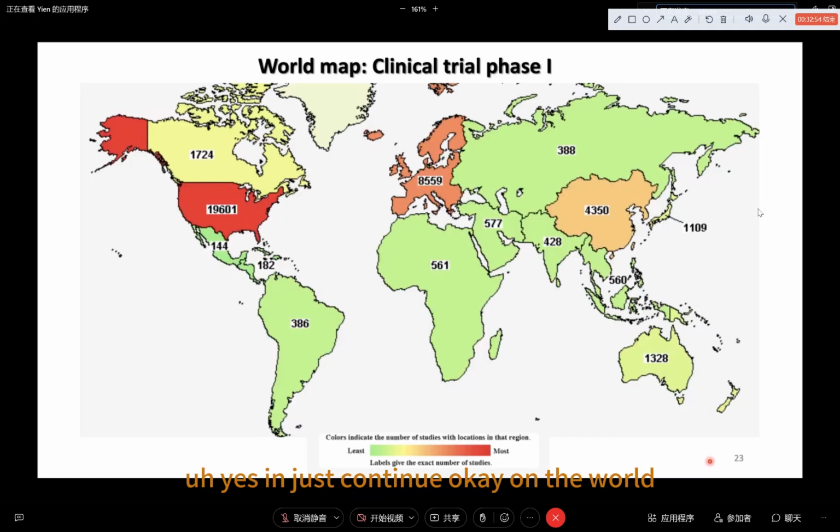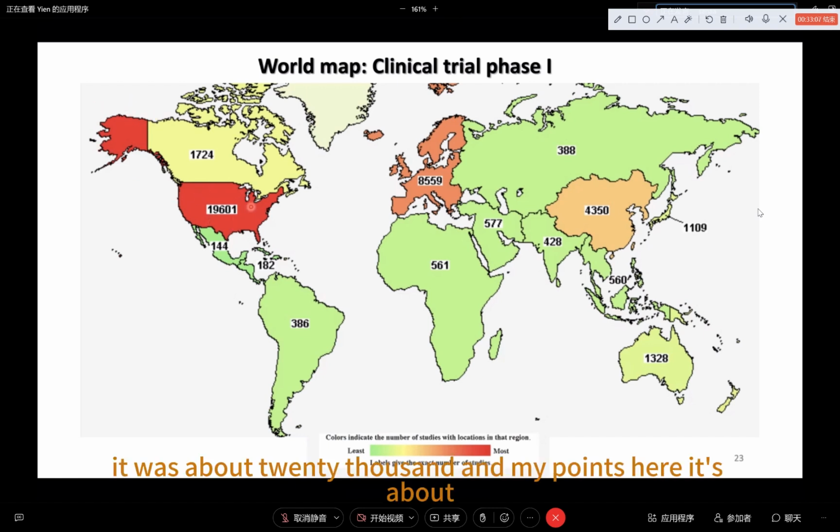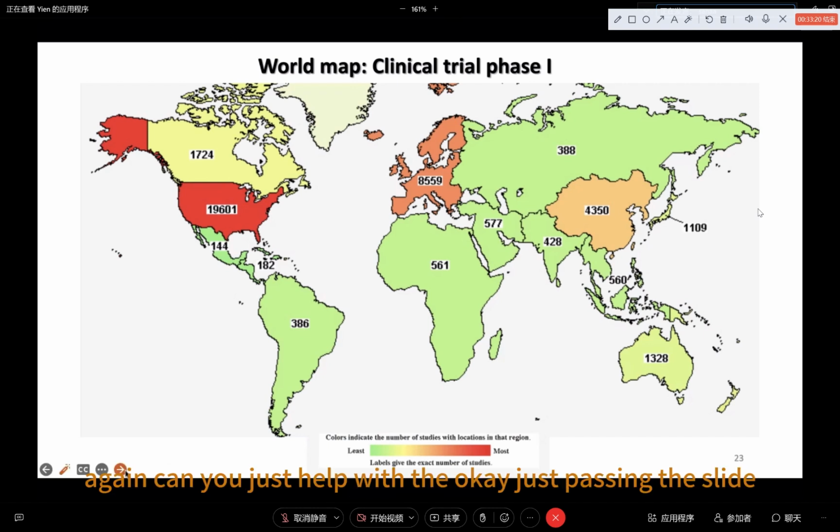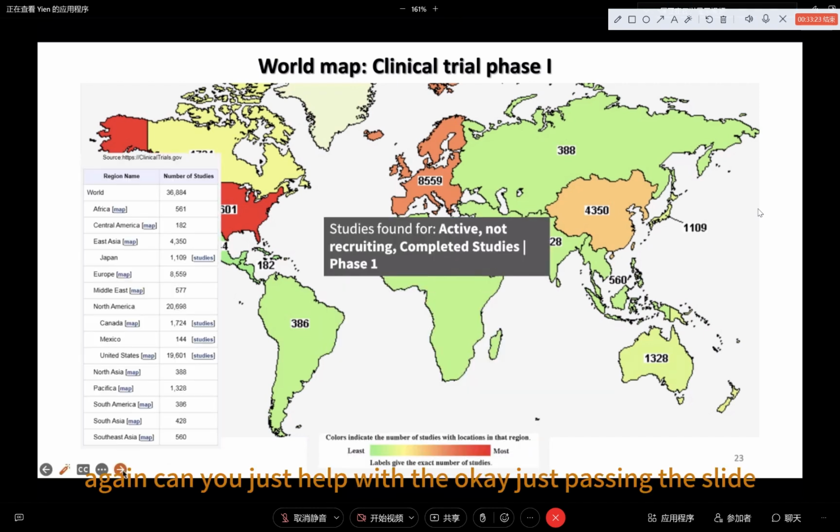On the world map, clinical trials in phase 1 are conducted worldwide. Most of the phase 1 clinical trials are conducted in the USA, about 20,000. My point here is that all the cases in phase 1 are completed or in active state.